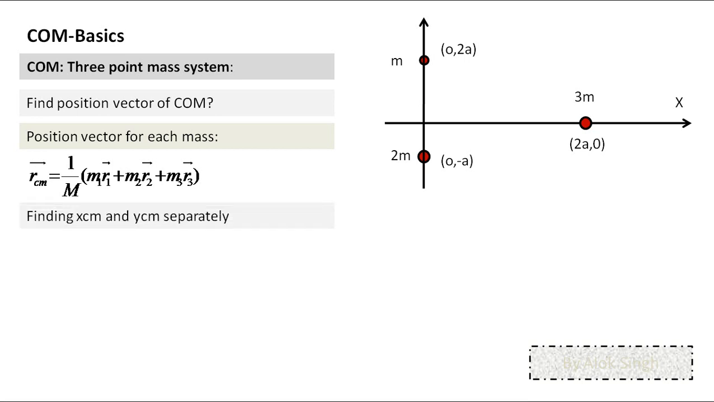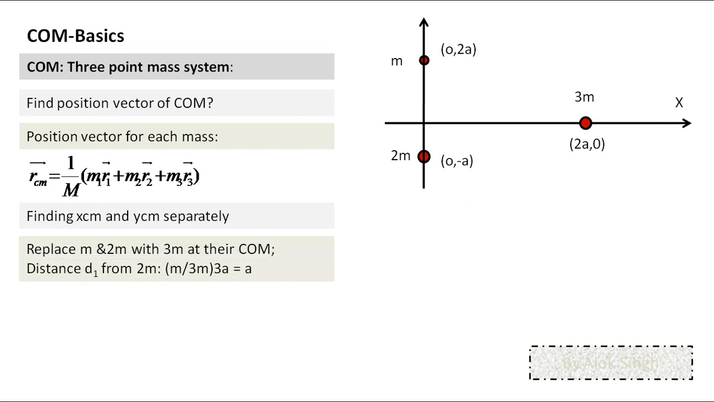The second method of finding the center of mass is to find xCM separately and yCM separately. In that case, to find the x coordinate of center of mass, I multiply each mass with its x coordinate and divide by the sum of the masses. I can find xCM and yCM separately. Very similar to the previous one. What is the third way? First what I do, I find the center of mass of these two masses.